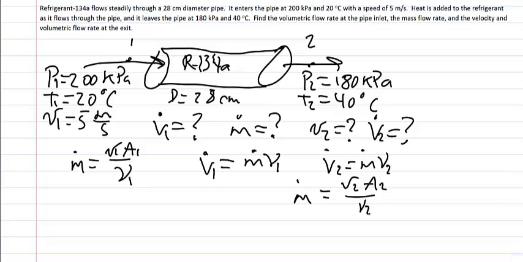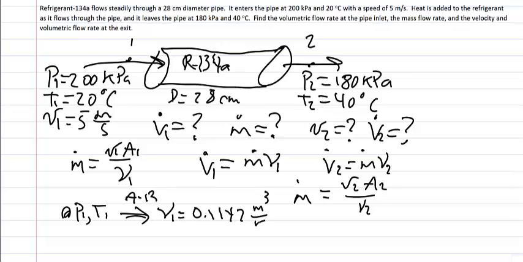So the problem is really pretty straightforward. Let's now go into our property tables and find the data we need. So at P1 and T1, at these two thermodynamic properties, that is at this state, this is a superheated vapor, so that means we're going to go into table A13. And the only property we need is a specific volume. We look at v1 as 0.1142 cubic meters per kilogram.